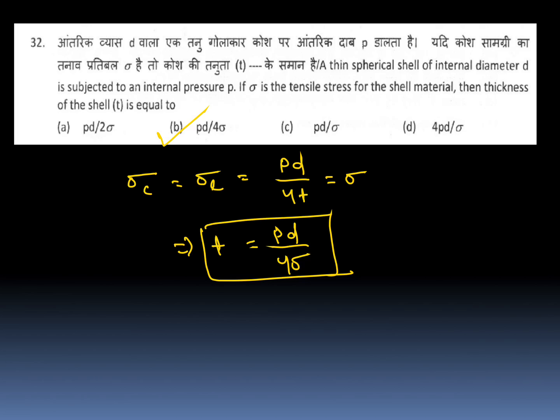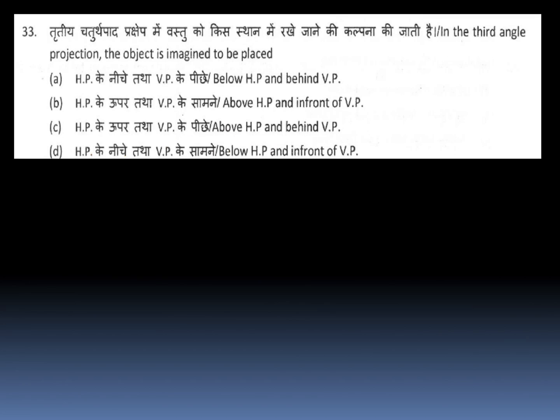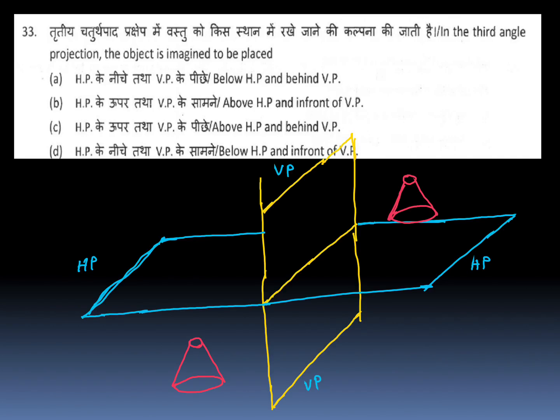In third angle projection, the object is imagined to be placed in which quadrant? For third angle projection, we keep the object in the third quadrant, and for first angle projection, we keep the object in the first quadrant. So in third angle projection, here is the object, and for the plan we will draw like this. From the top we will view it, and it will come here. This is the plan view.